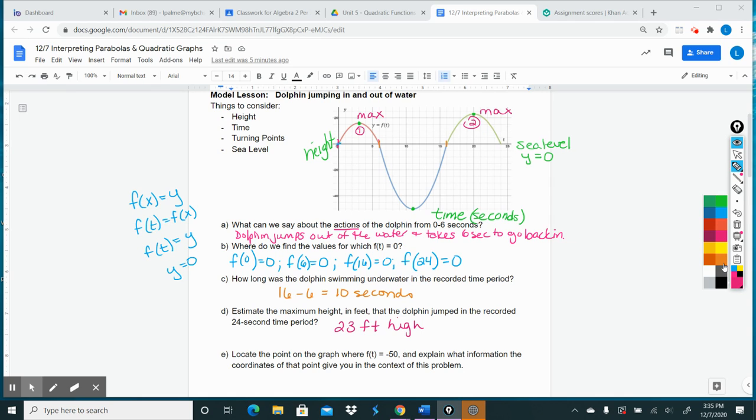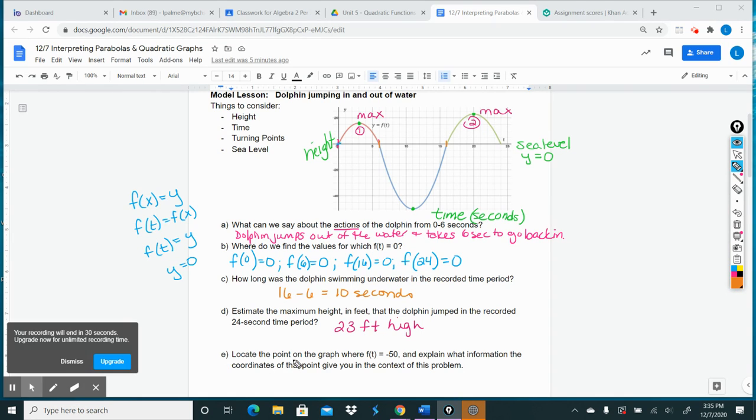And the last one, letter E, locate the point on the graph where f of t equals negative 50. So here is where y is negative 50. Notice that we are at 11 seconds, so the coordinate is (11, negative 50) in respect to the context of the problem. The dolphin at 11 seconds into its swim was down 50 feet below sea level. So that's what we can state for the context of the problem.